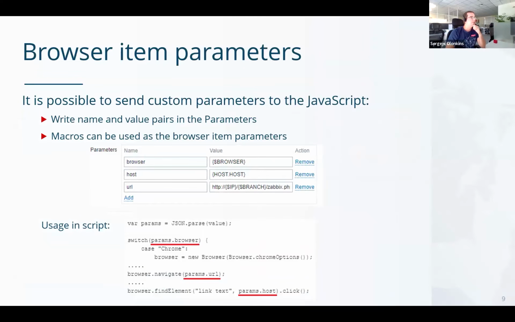Now, the values of browser item parameters can be defined as plain text. They can also be defined as user macros, built-in macros, and also combinations of text, user macros, and built-in macros, like it's displayed here. For the script itself, these parameters are received as a variable value, which has JSON format, so you need to parse this value first and then write its value into some variable. After you have done this, you can actually access each of these parameters by just specifying their name here, here, and here.